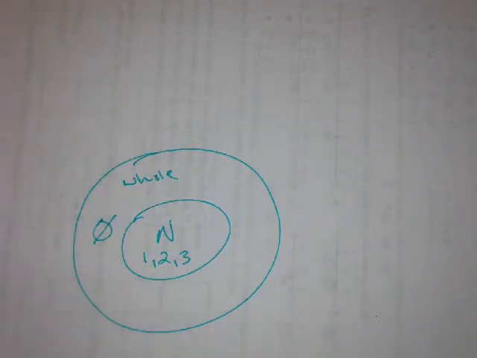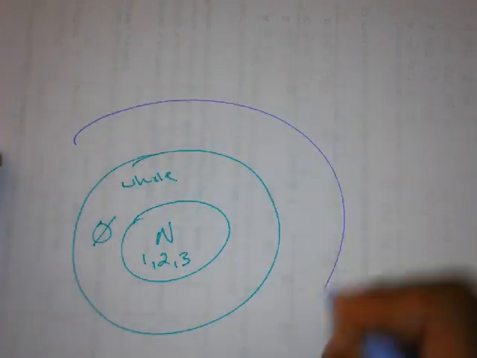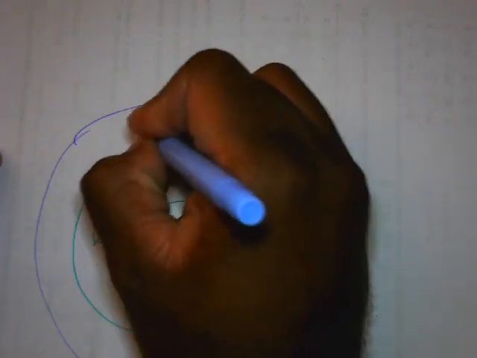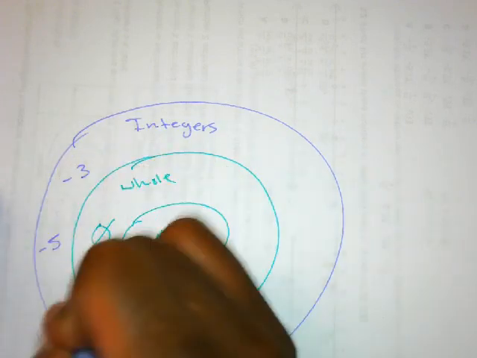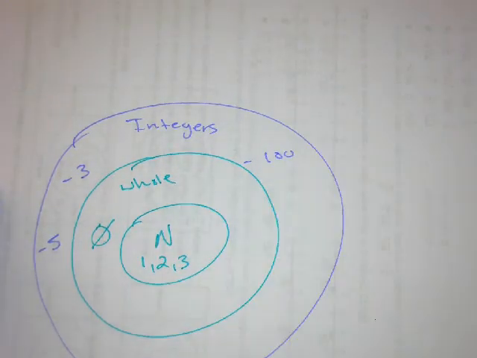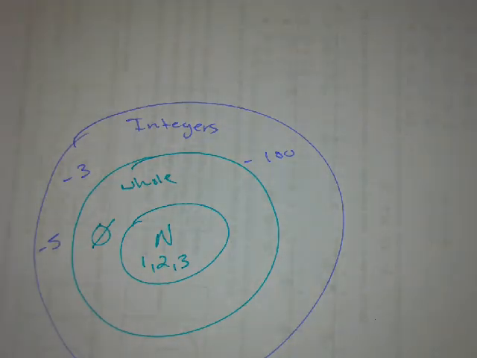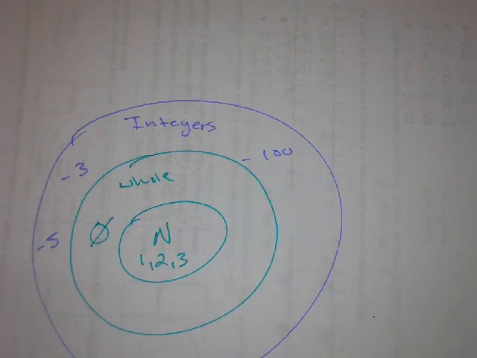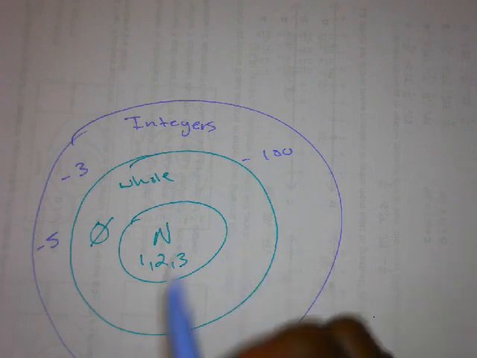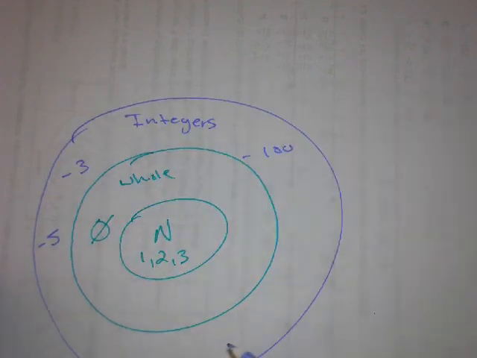I should have changed colors before, but the next one is the integers subset. Integers introduce the negatives like -3, -5, -100. So it introduces the negatives. And so all whole numbers are integers, like 1, 2, 3, 0, those are all integers as well as whole numbers. But not all integers are whole numbers because negative numbers are not whole numbers. So we have to make sure we know that all whole numbers are integers, but not all integers are whole numbers.